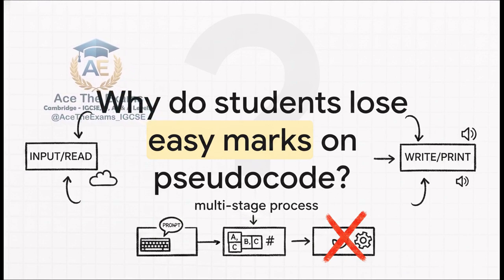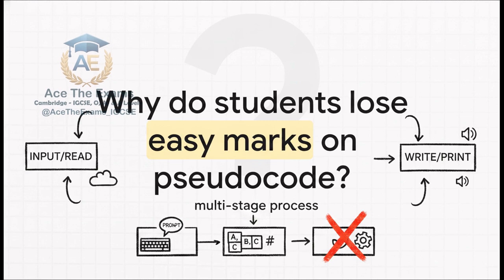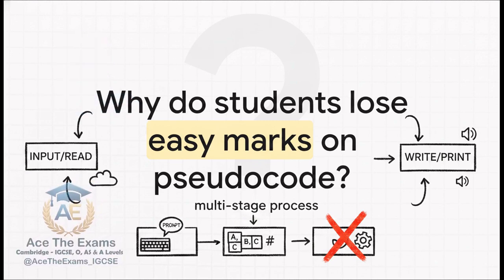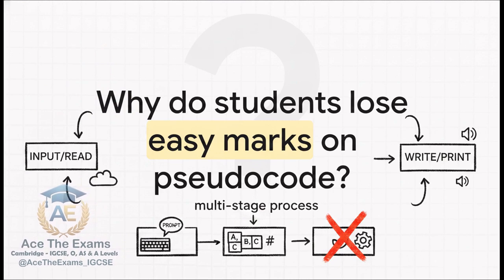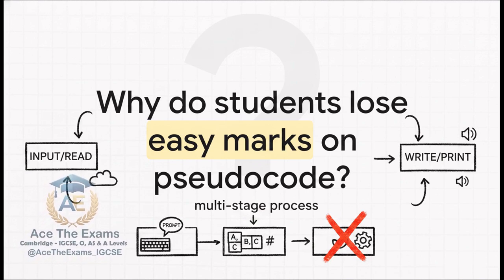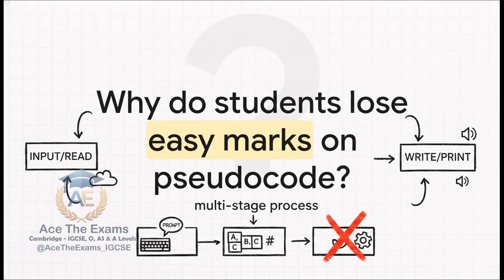Why? Well, it's because students struggle immensely with multi-stage analysis and securing what we call method marks. A student will see a prompt to ask a user for their name, and they'll just write input name and move on. But in a multi-stage Cambridge scenario, that is just the tip of the iceberg. What about the prompt message? What about the data type? What about the overall format of the code?